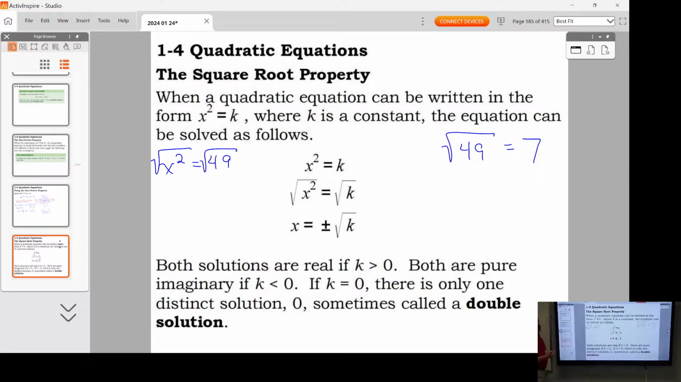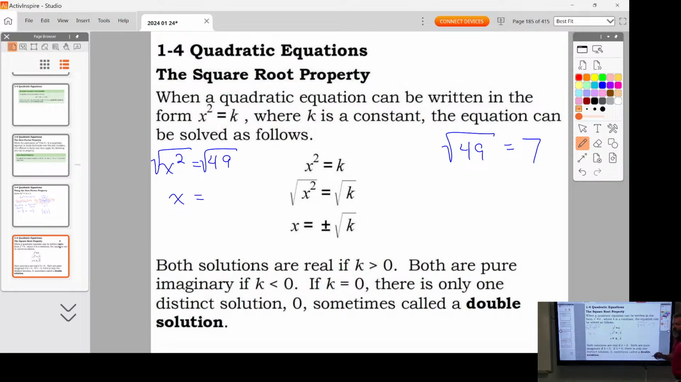What's the square root of x squared? X. What's the square root of 49? Try again. See, here's the problem. We're now trying to find a value of x. We're now solving a quadratic. Look at this exponent.